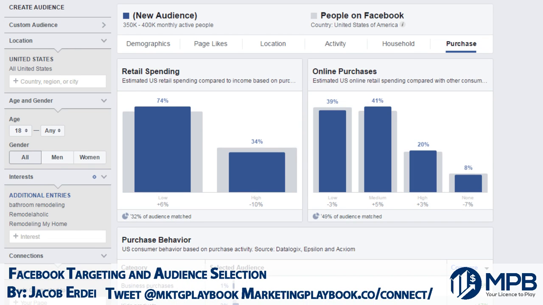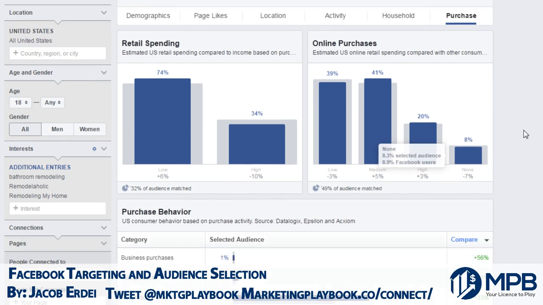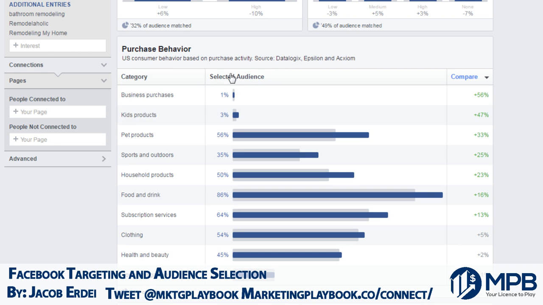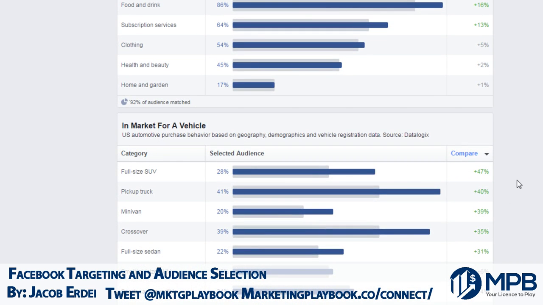Next, let's go to purchase information. This is just going to be purchasing information. Do they make online purchases or not? What is the percentage there? The people who make online purchases, as well as their purchasing behavior, where they actually spend that money, and then in market for a vehicle.